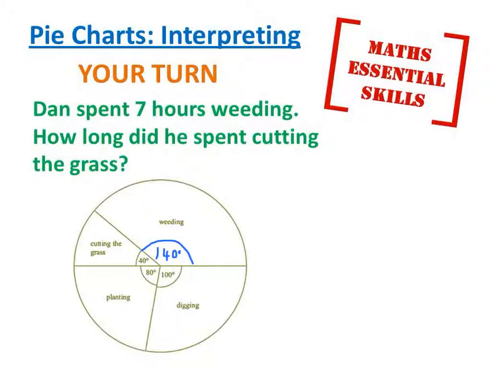So we had a missing angle, and I've worked that out because angles round a point add up to 360. So the missing angle is 140. Now we know two things about weeding. Now I can use these to work out what 1 hour is.